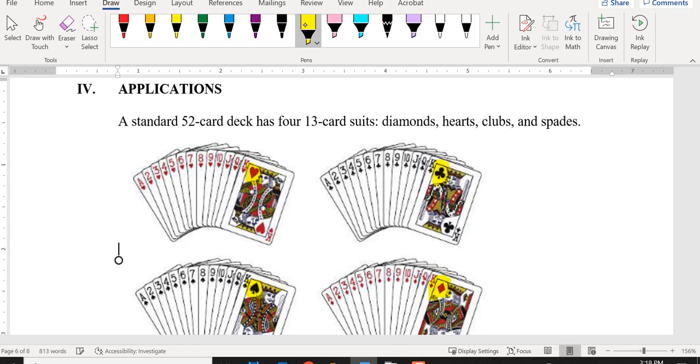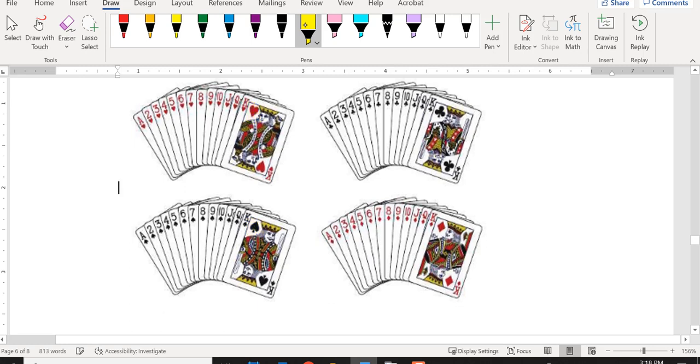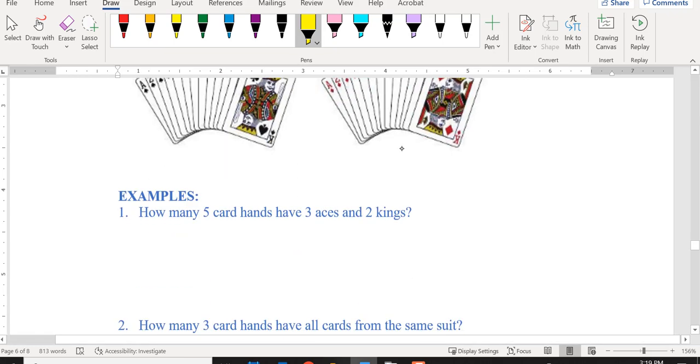Now, in each suit, you have the following cards: ace, 2, 3, 4, 5, 6, 7, 8, 9, 10. And then you have your face cards: Jack, Queen, and King. These 3 are called face cards because they have little faces on them instead of just numbers. All right, so let's ask some questions.